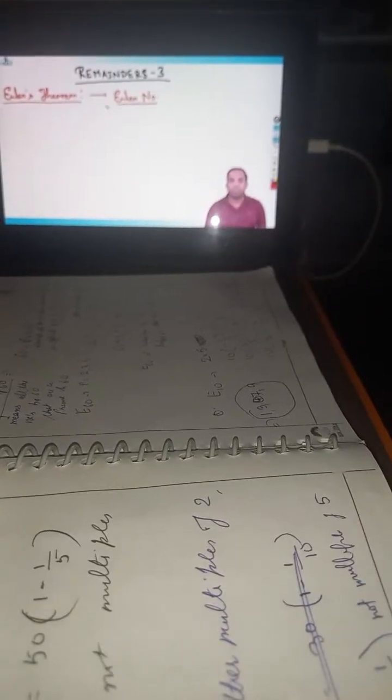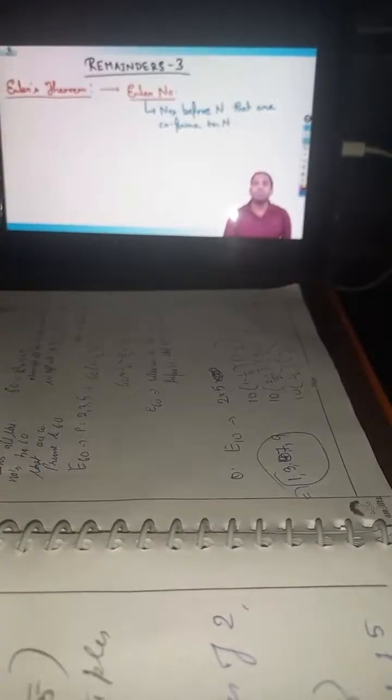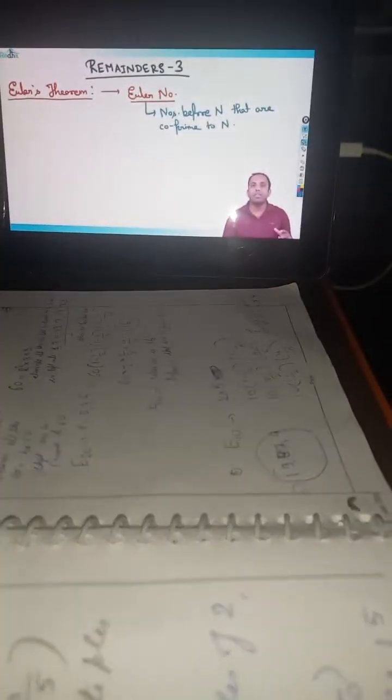So you see, what is Euler number? Euler number is basically the count of numbers before n that are coprime to n. We know what coprime numbers are? Coprime numbers means numbers having nothing in common. In common language, nothing in common.